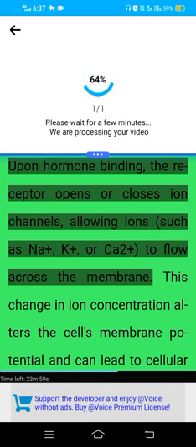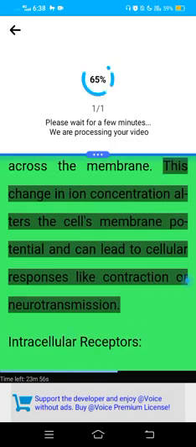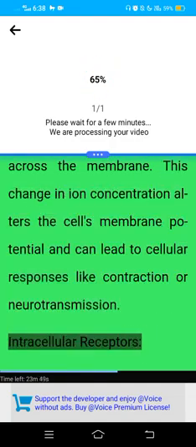Upon hormone binding, the receptor opens or closes ion channels, allowing ions such as Na+, K+, or Ca2+ to flow across the membrane. This change in ion concentration alters the cell's membrane potential and can lead to cellular responses like contraction or neurotransmission.